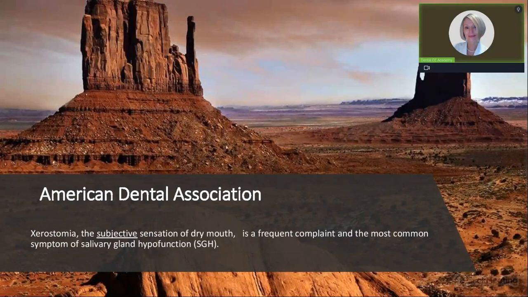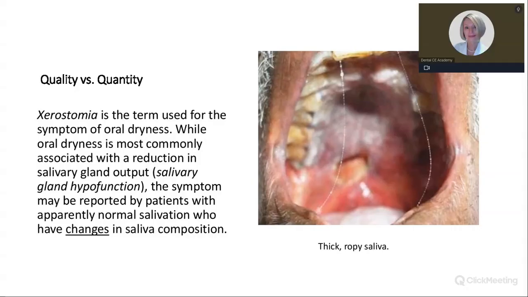So the American Dental Association also concurs with that definition, that xerostomia is a subjective sensation of dry mouth. It's a frequent complaint and the most common symptom of salivary gland hypofunction. And xerostomia can be a quality issue versus a quantity issue, or both. Oftentimes you've seen these patients, the stringy, ropey saliva or foamy saliva. And although xerostomia is often a term used for the symptom of oral dryness, it can also be a symptom of a change in salivary composition.